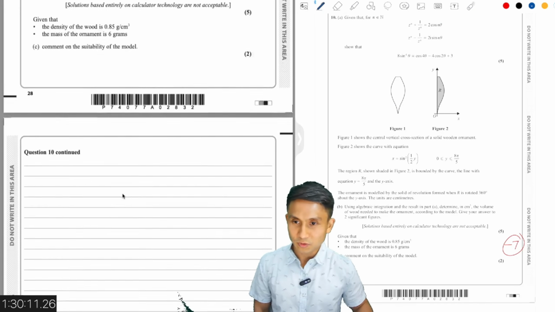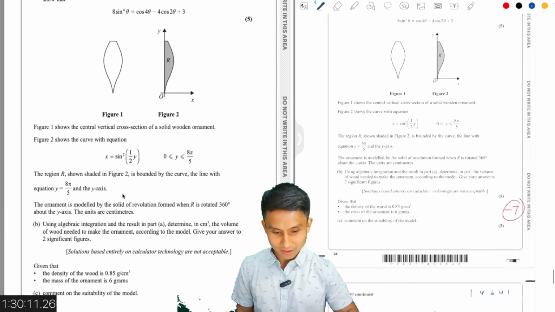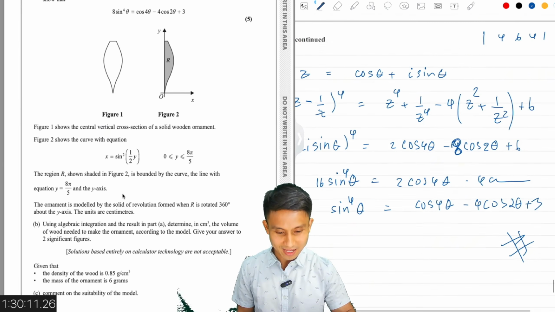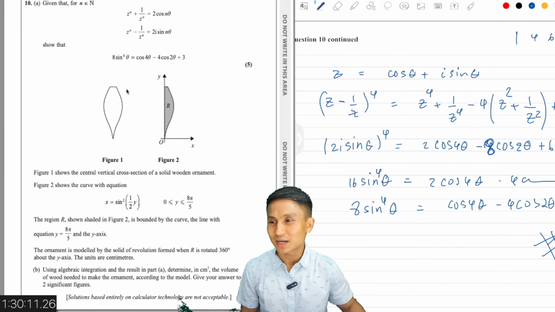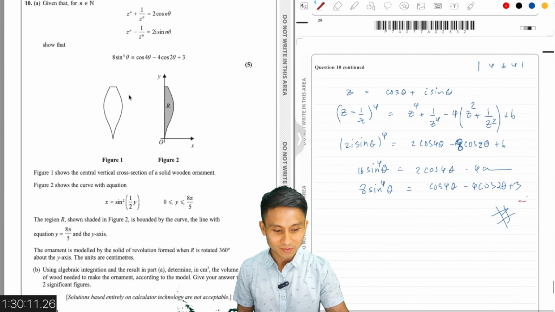And the last one here, I thought I got it, but I forgot to put 8 here, guys. I just forgot to put 8 there. So there's a minus 1 here as well.